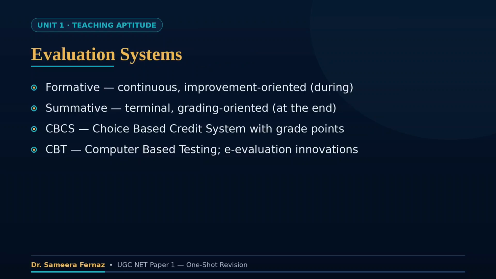Now the last, evaluation system. Evaluation has two main types. Formative is continuous, done during learning to improve the student. Next, summative is final, done at the end for grading. Also remember CBCS, the Choice Based Credit System, and CBT, Computer Based Testing, the modern way we evaluate today.